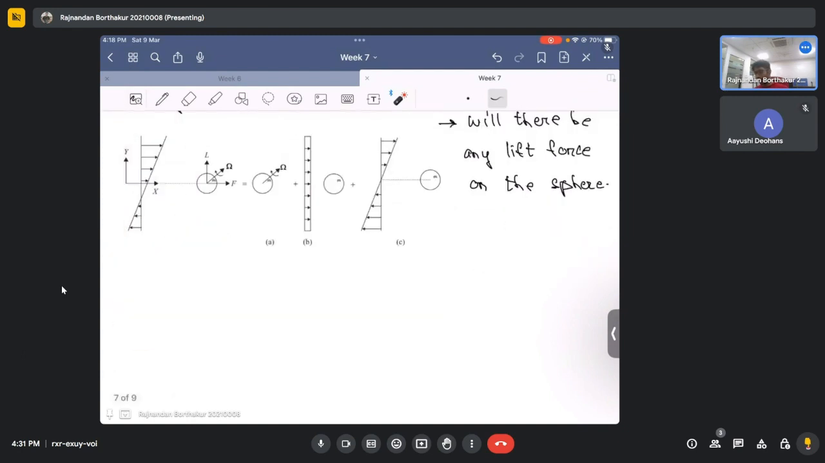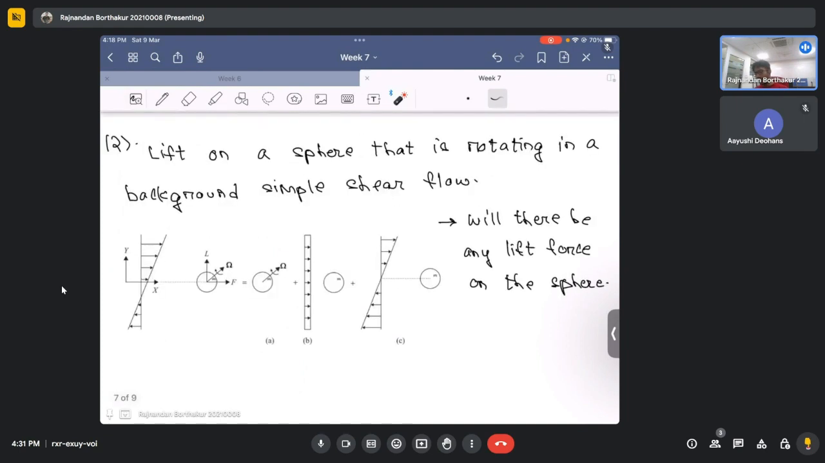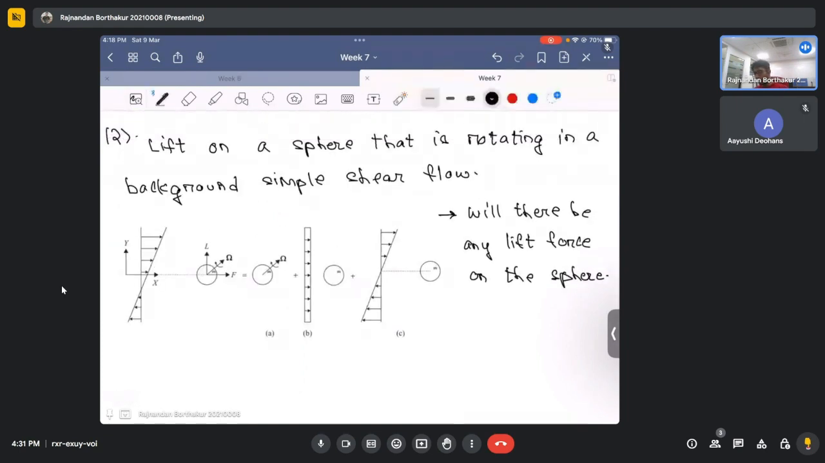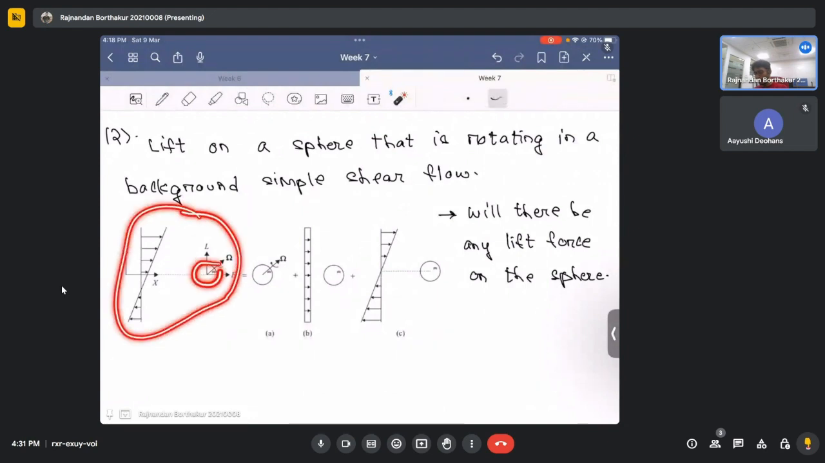So any flow which is basically of this nature, where the flow field varies linearly along the cross-field direction, is known as a shear flow. The idea is, in the limit of creeping flows, what is the lift that a sphere which is already rotating with some angular velocity omega would experience? So this is the question.